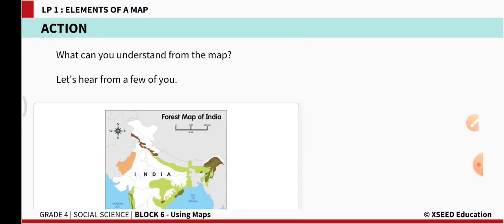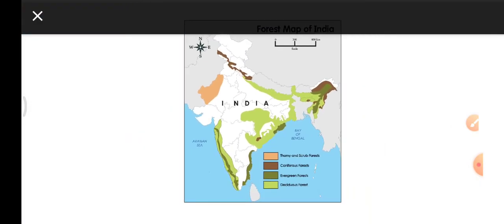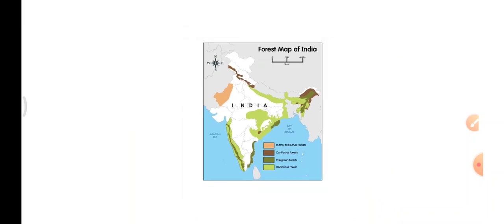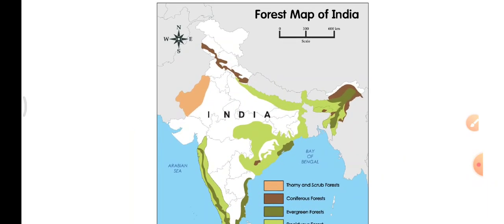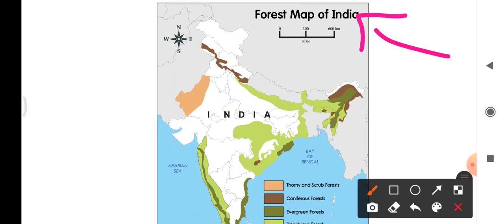Okay, so if you look at this map, is there anything to understand? What is there to understand? We can understand that this is a forest map of India. All the forests of our country are shown, in which state they are and what kind of forests are there. The compass here, the star kind of thing, the flower kind of thing which you see, is called a compass. This compass helps us to know the directions. We can understand easily which direction the map is facing with the help of a compass.